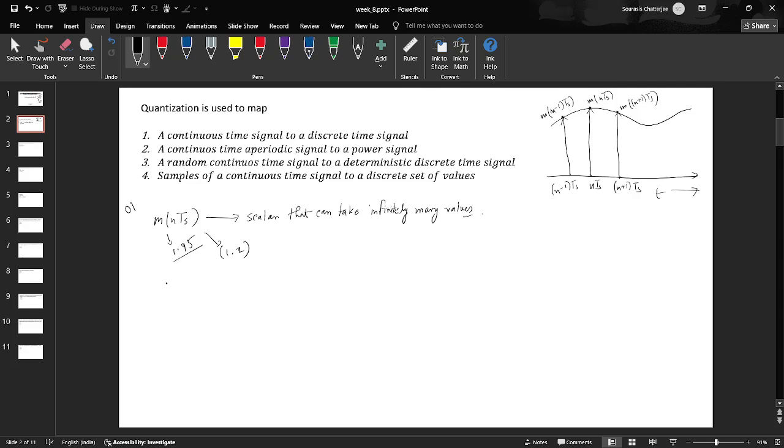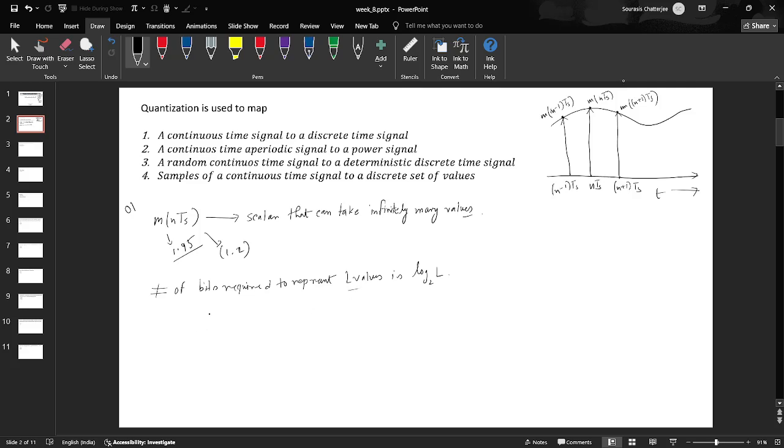Let me point out something else. When you talk about conversion of this number into a sequence of zeros and ones, there is a relation I'd first like to talk about: the number of bits required to represent L values is log base 2 L. So you need log base 2 L bits to represent L values.